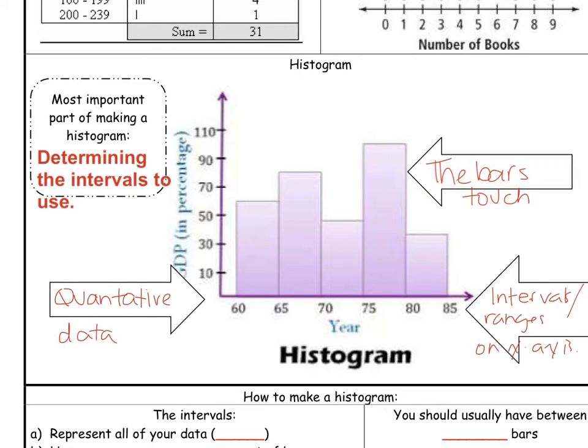So again, a histogram is similar to a bar graph, but the bars have to touch. And our intervals here will be between 60 and 65, 65 and 70, 70 and 75, 75 and 80, and 80 and 85. Whatever this graph happens to be measuring, this x-axis is measuring years, and the y-axis is measuring the GDP in percentage.